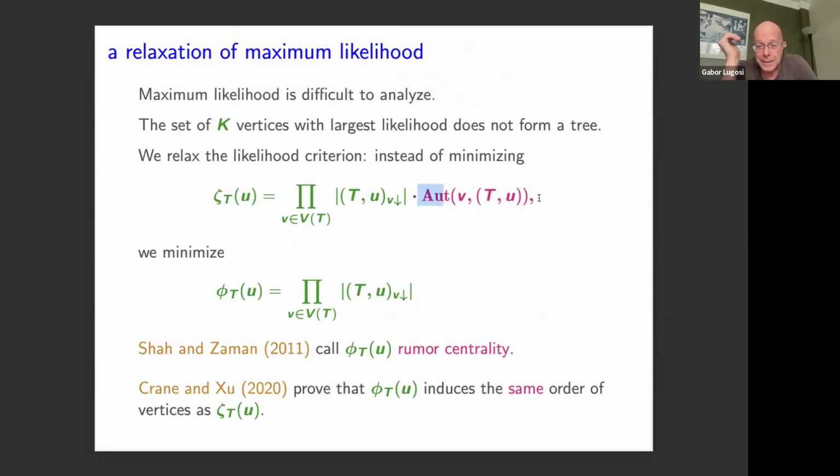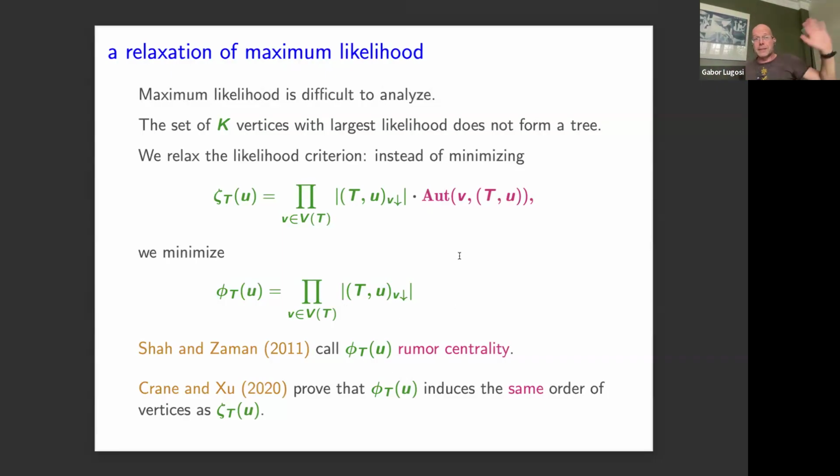By just elegantly ignoring this automorphism factor here, which we didn't know what to do about. It's just too complicated. And then we looked at another centrality measure, the product of all the sizes of subtrees that look away from the candidate for being the root. After we wrote this paper, we realized that this notion had actually been defined as a centrality measure by Shah and Zaman, and they called it rumor centrality.